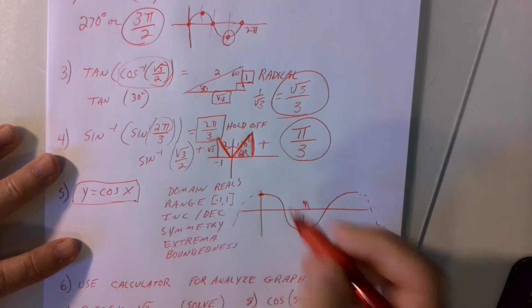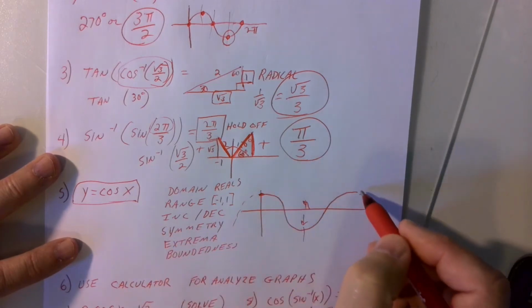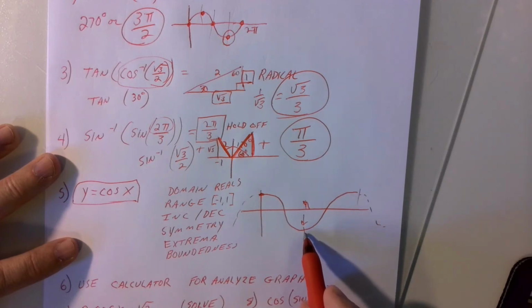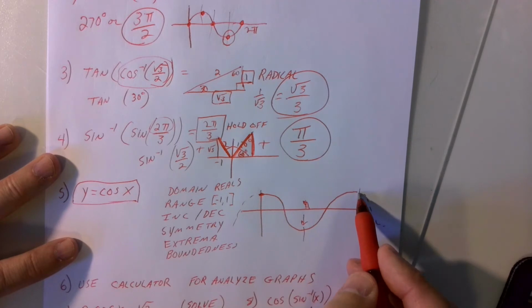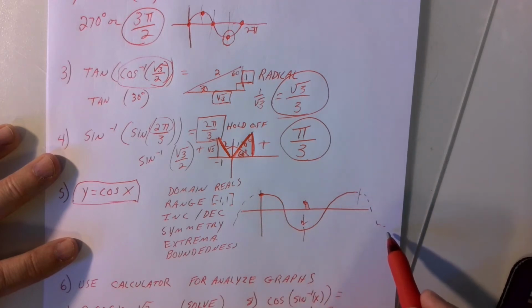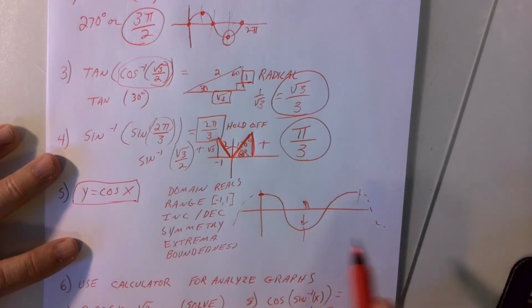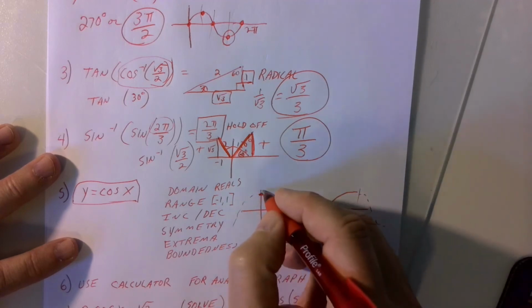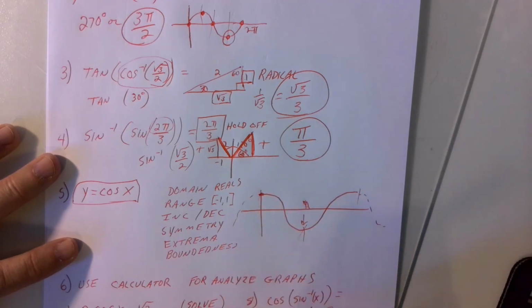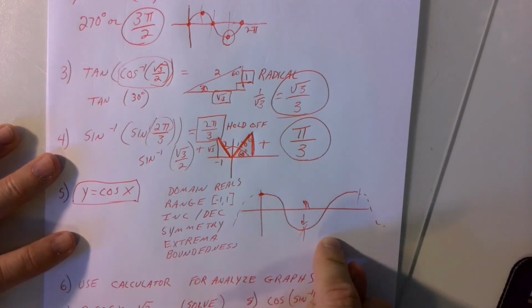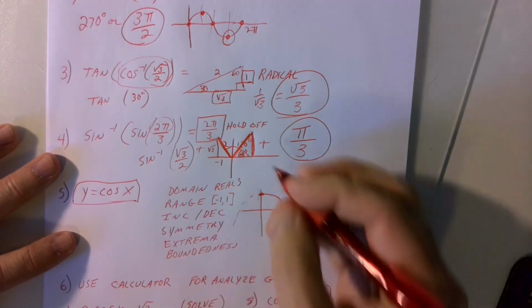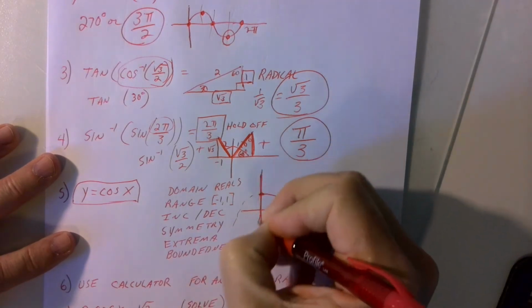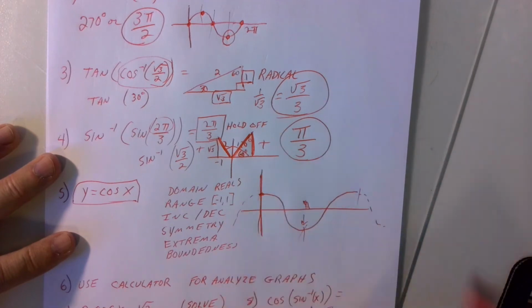Increasing and decreasing, well, it's increasing in a lot of different places. It's increasing from pi to 2 pi. It's going to increase again from 3 pi to 4 pi and all of those different things. So there's lots of increasing. And it's decreasing from 0 to pi and then decreasing again. So it's increasing in an infinite number of different intervals, and decreasing. Symmetry, does it have symmetry? Yeah, look at that. It has symmetry. It reflects over the y-axis.